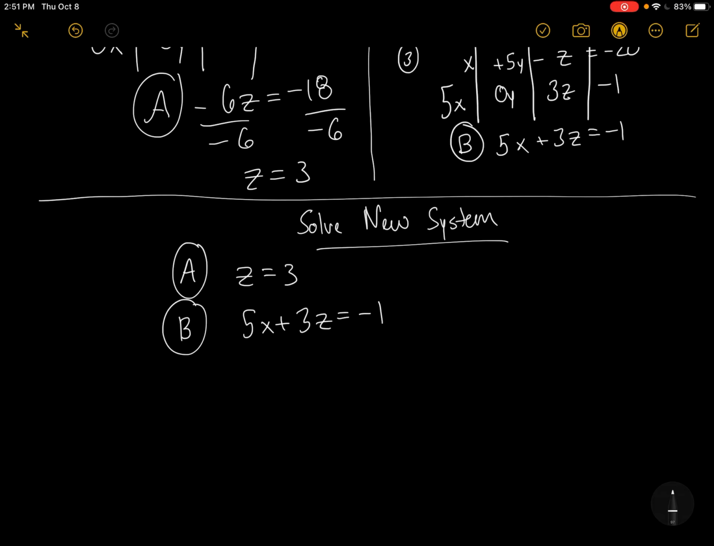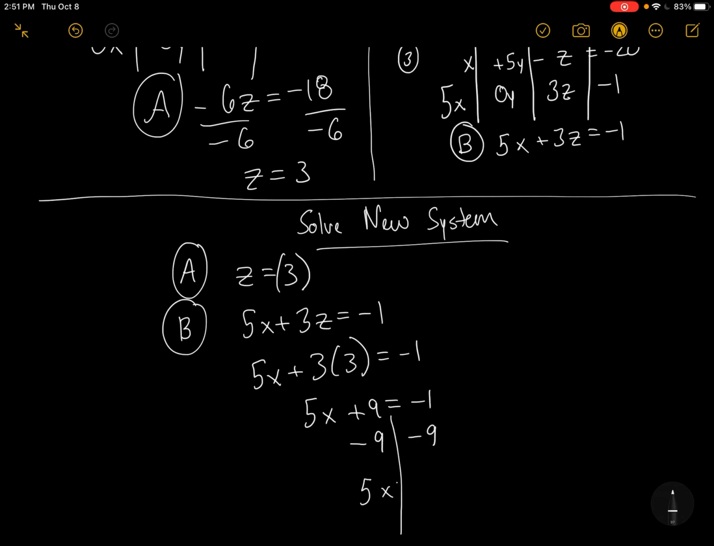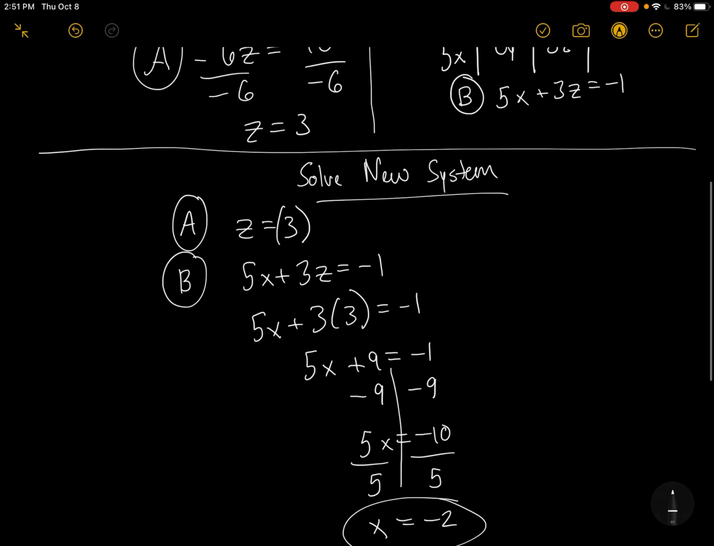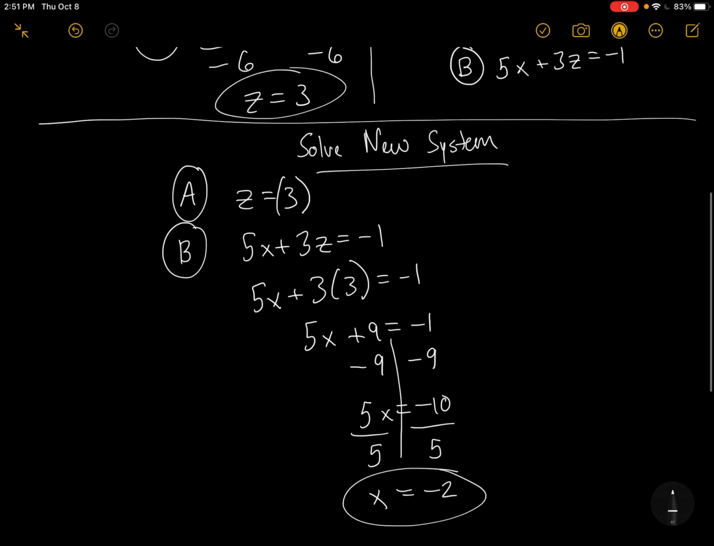All right, so substitution here is going to be probably the best play because z is already solved for. It's already isolated. So let's plug in 3 for z into equation B. And we'll get 5x plus 9 equals negative 1. We can subtract 9 from both sides, and we'll get 5x equals negative 10. So last step here, let's divide by 5 on both sides, and we'll get x equals negative 2. All right, so we're in good shape. We have z equals 3. We have x equals negative 2.